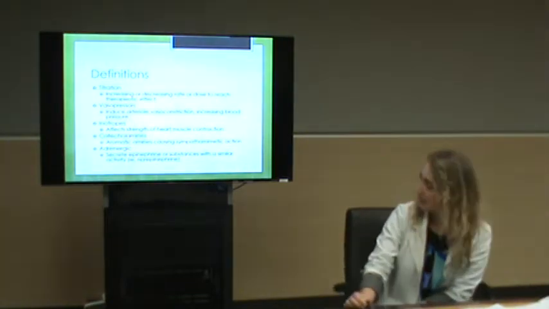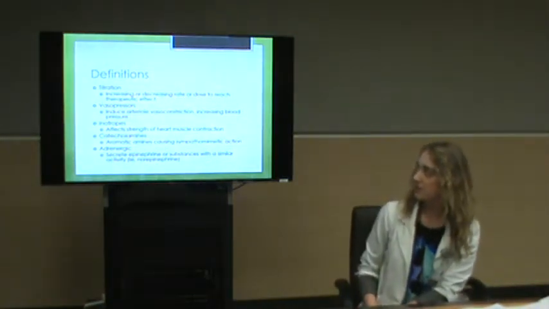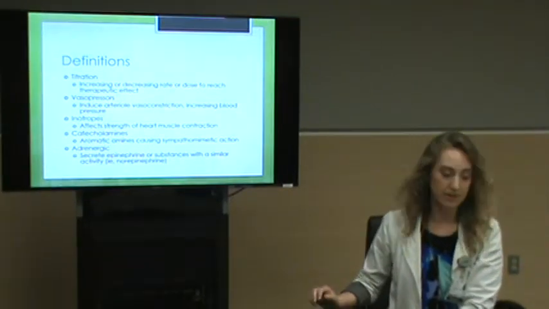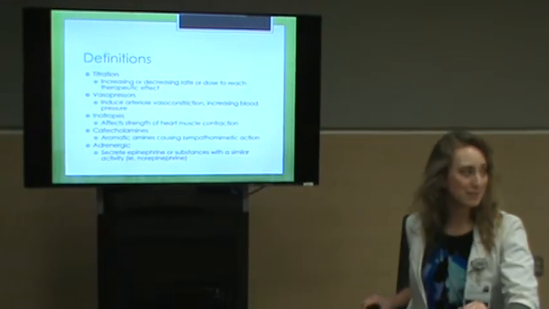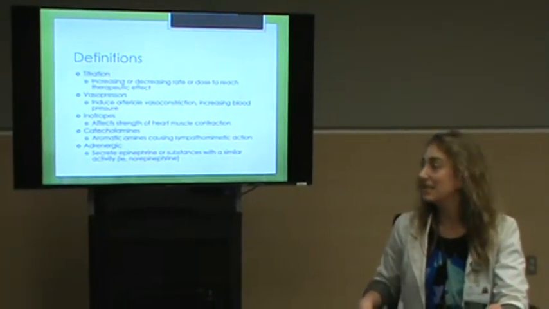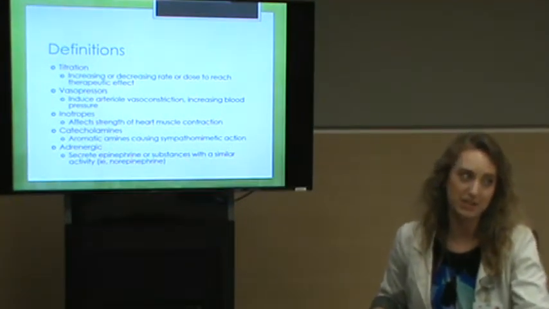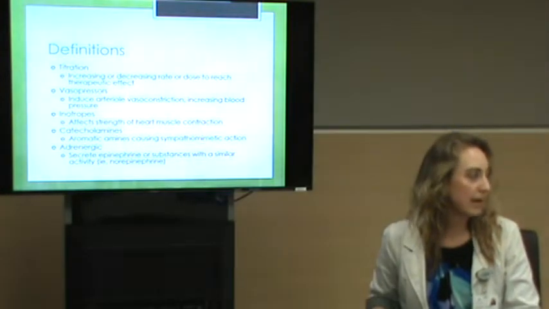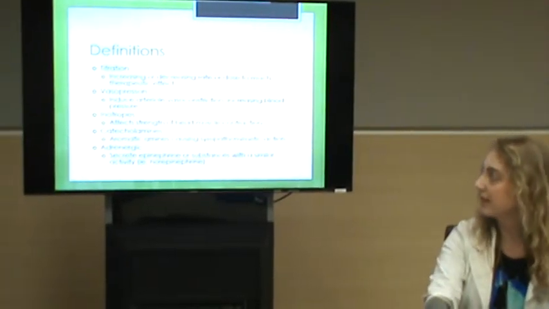All right, so the first slide just reviews some of the pretty typical definitions that we'll refer to several times within this conversation. Titration, I'm assuming you are all pretty familiar with that phrase, but it involves increasing or decreasing the rate of a medication in order to reach the therapeutic goal that you're looking for in that patient. So that could be for heart rate, for blood pressure, for pain control. We do titrations for a lot of different things.